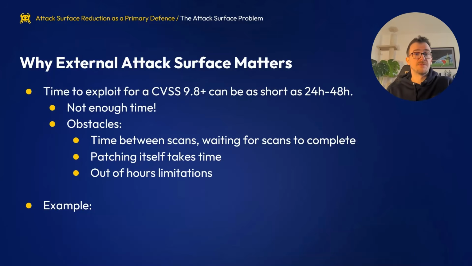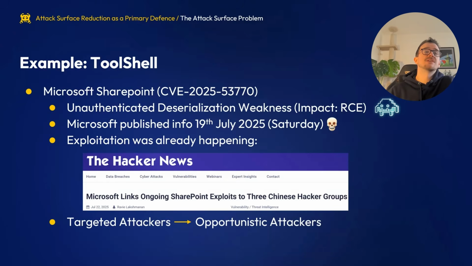To use an example from last year, one of the biggest weaknesses was called ToolShell. This was a weakness in Microsoft SharePoint, which is a very commonly used piece of software, and the weakness had an impact of remote code execution. It was an unauthenticated deserialization weakness, which basically means if the attacker could reach SharePoint, they could simply send a payload which would run code on your server. That's particularly bad for SharePoint because SharePoint is Active Directory connected, so the attacker is really starting in a place that you don't want them already.